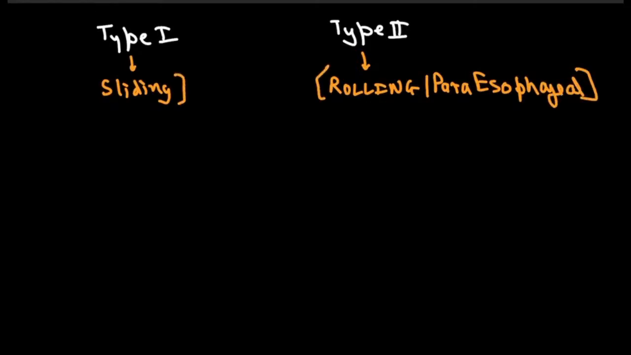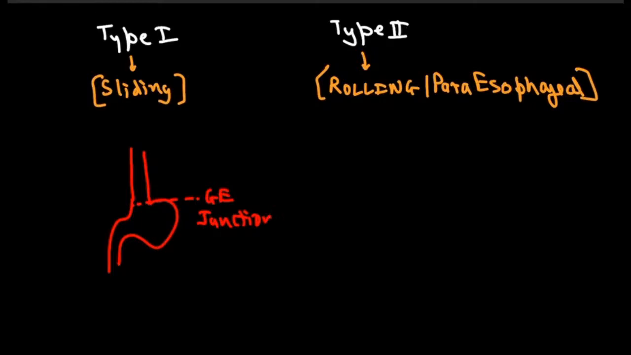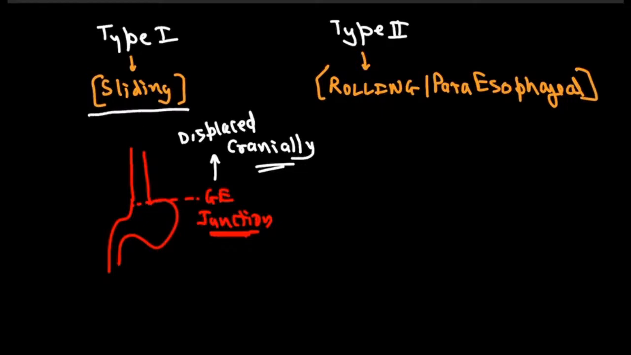Now what is happening in the sliding hiatus hernia is that, let's say this is your esophagus and this is your stomach. You have a gastroesophageal junction, the GE junction. I'm sure you know that this GE junction is very important in order to prevent reflux. If for some reason this GE junction moves proximally, if it is displaced cranially, this is what happens in the sliding hiatus hernia. In other words, the GE junction has slid upwards.